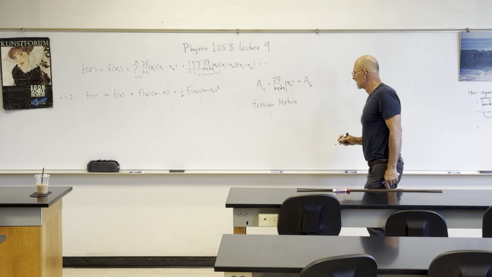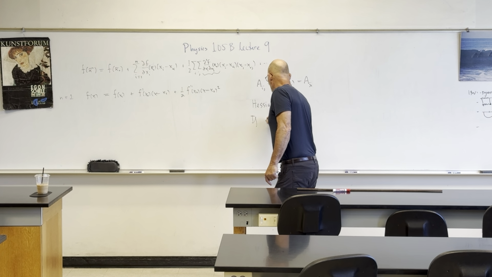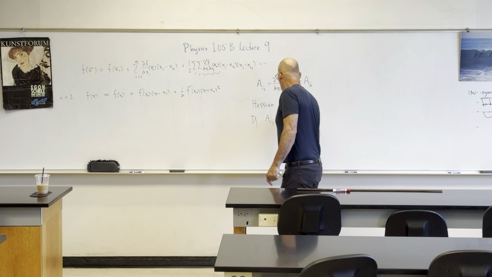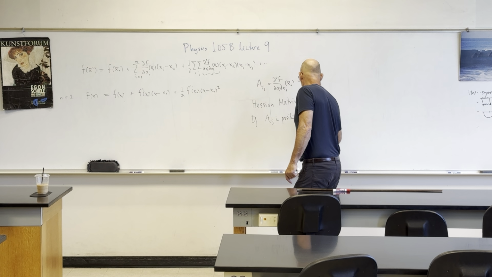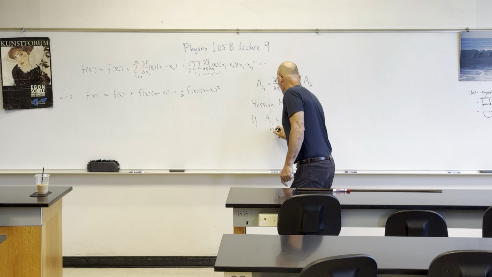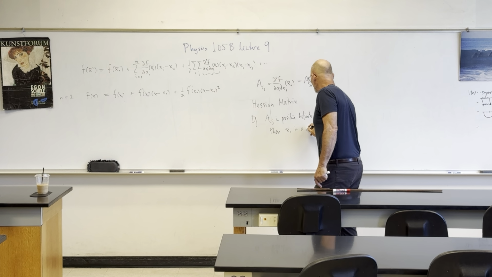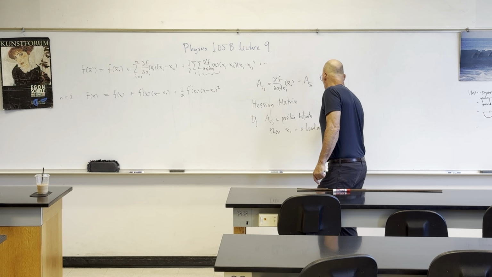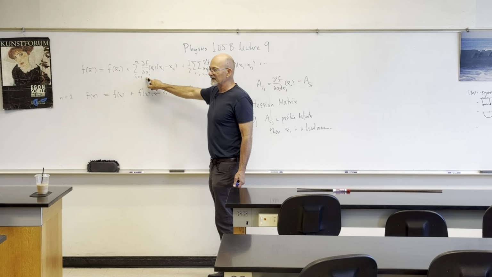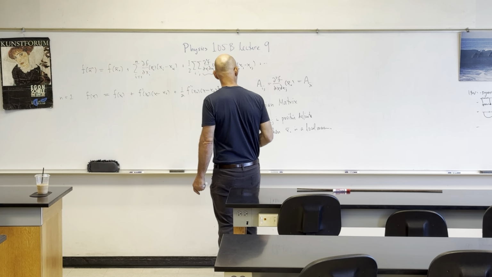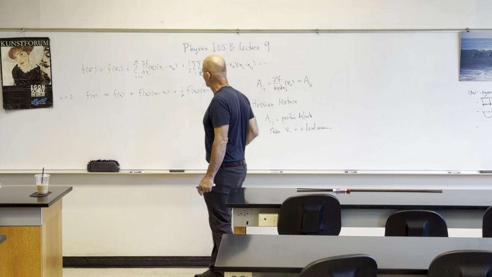And I'll just put here, if Aij is positive definite, then x0 is a local minimum. And that's, of course, if these first derivatives vanish, right? So it's a local minimum given that we're at a critical point.